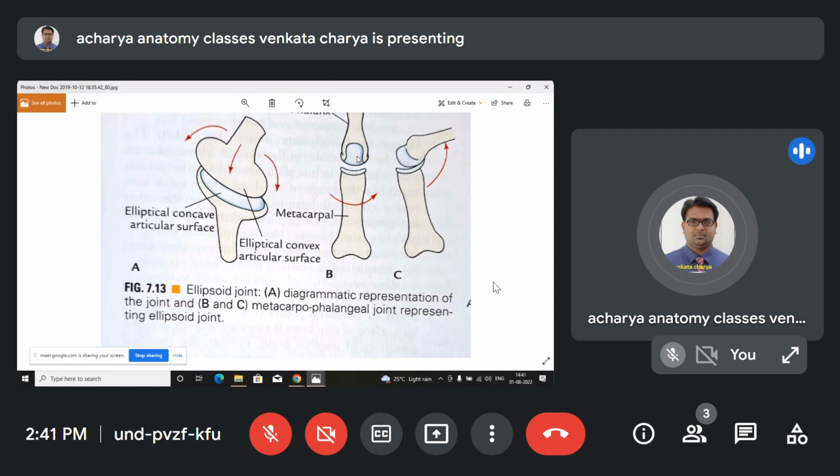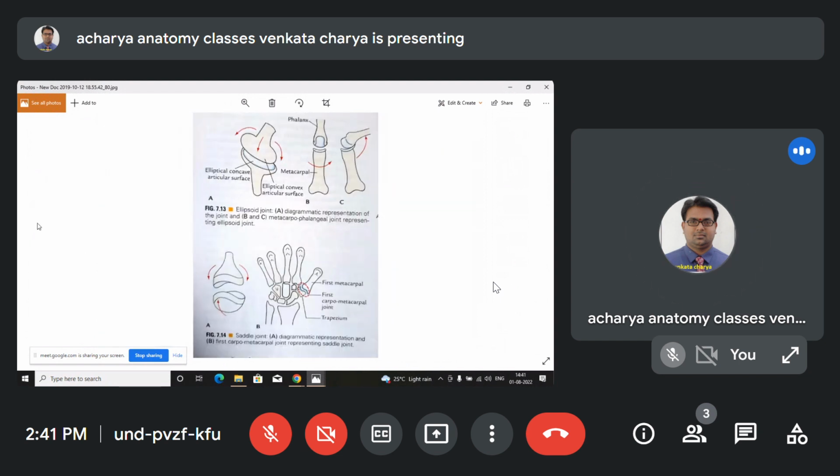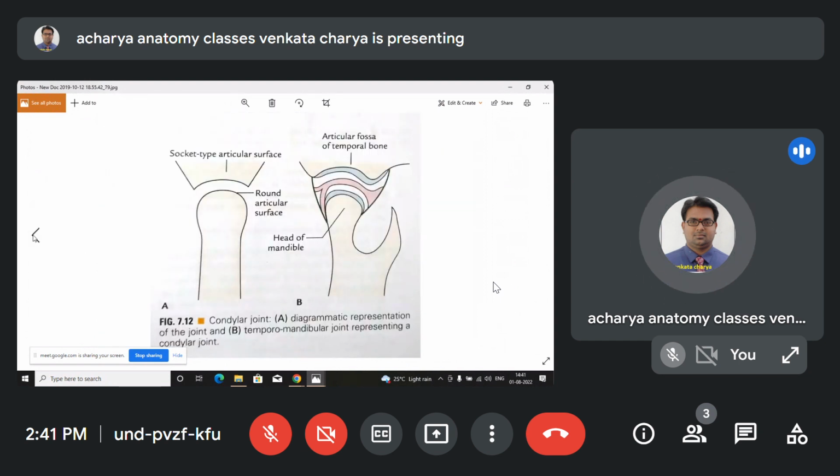It is biaxial, so it creates the two movements. Flexion and extension, adduction and abduction. Are you getting? Flexion, extension, adduction and abduction. Two axes pass here. That's why it produces the four movements. Okay. Next one is the condylar type.